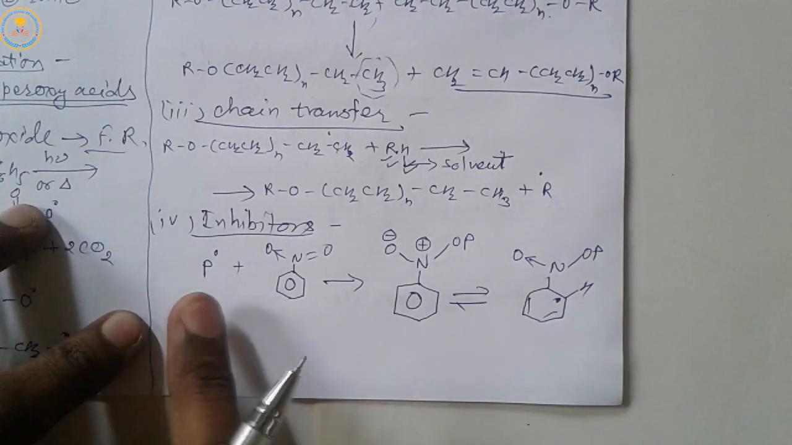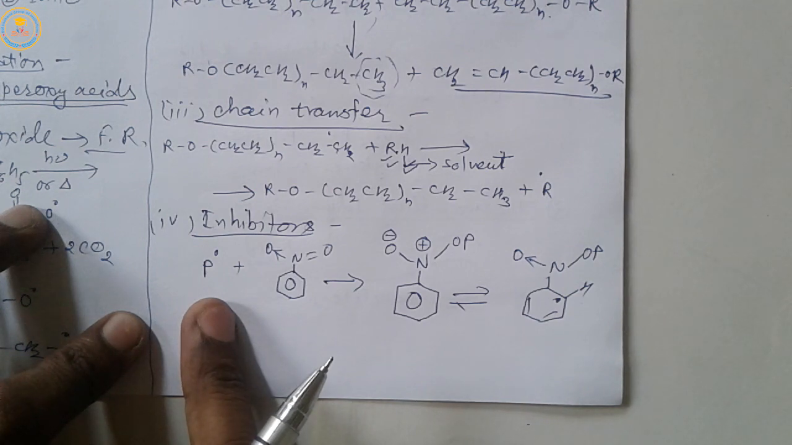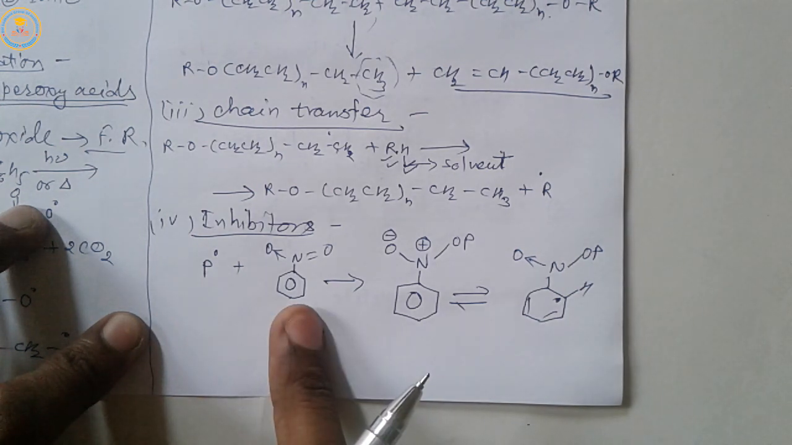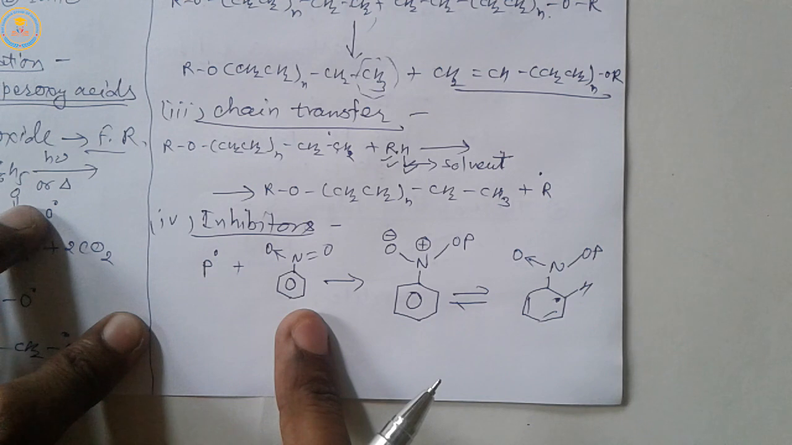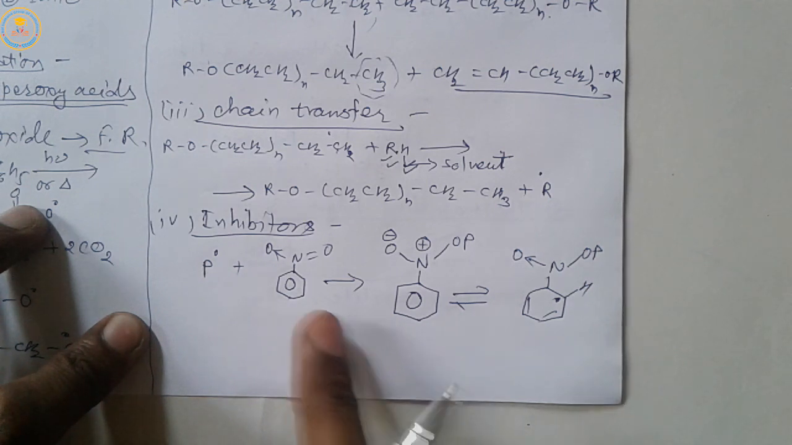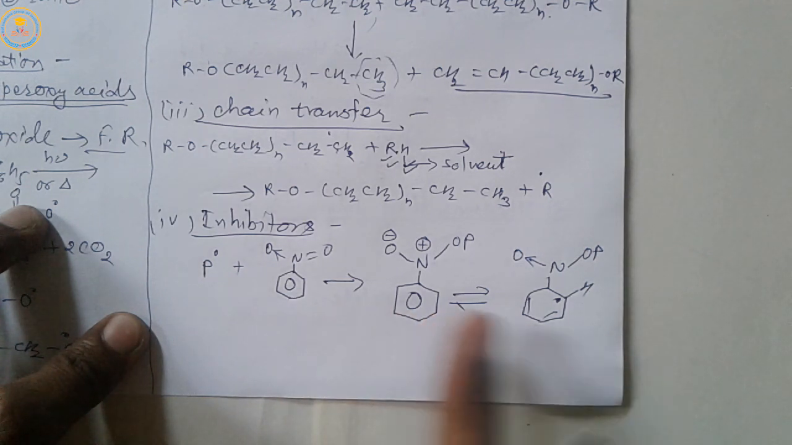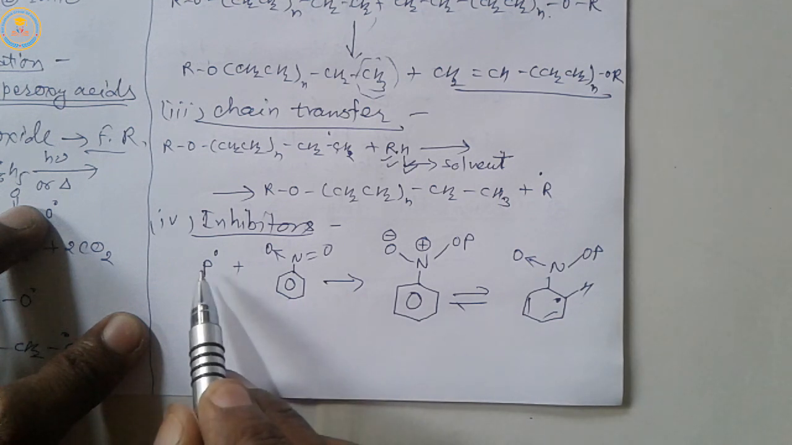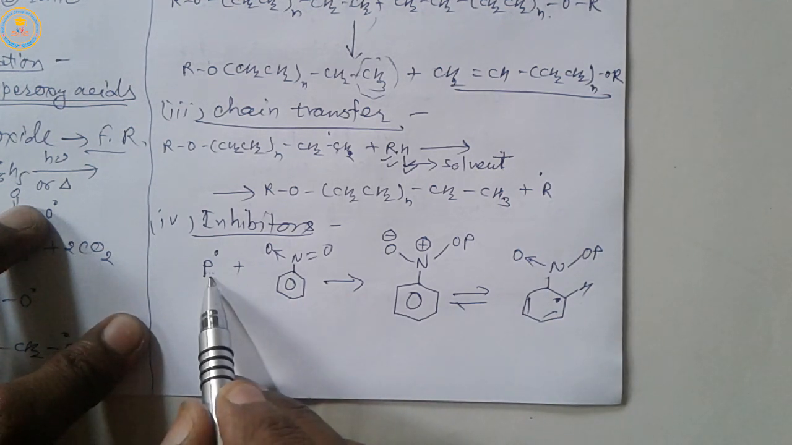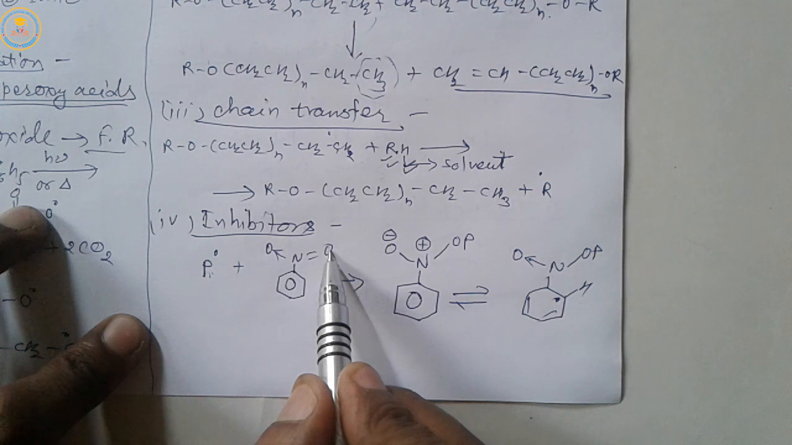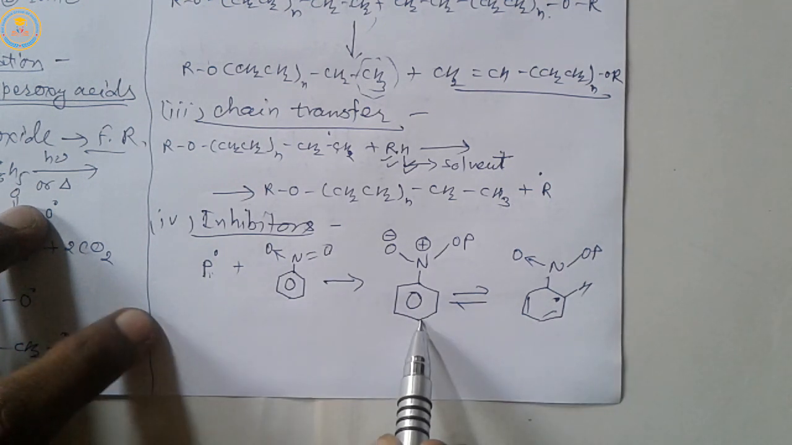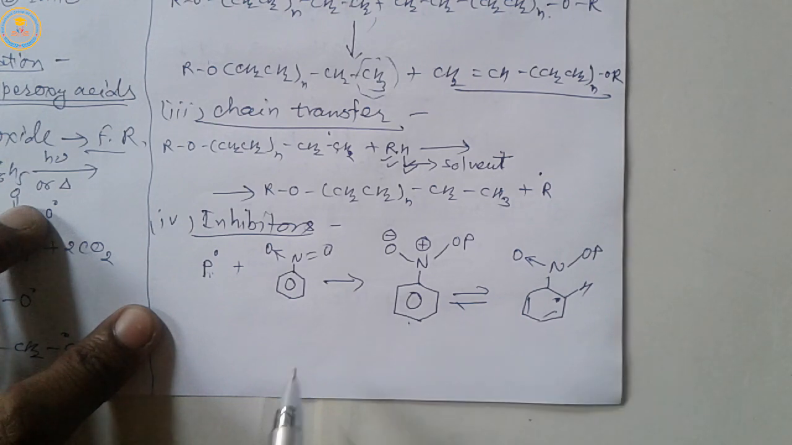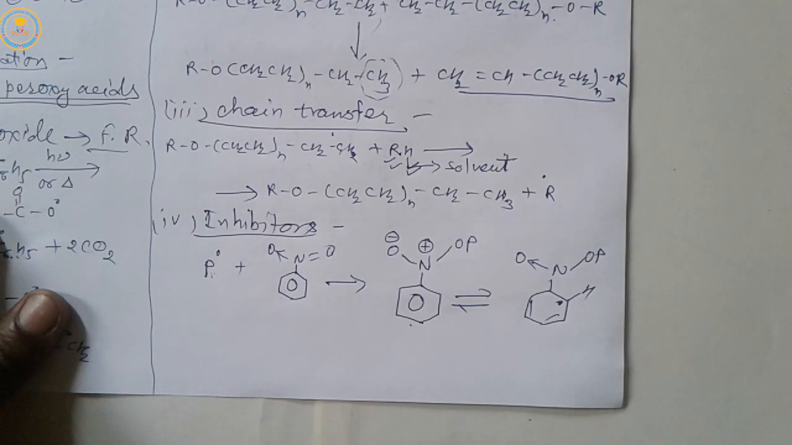So, if P dot is the growing polymer chain and nitrobenzene is the inhibitor, then chain termination takes place as follows. Here, P dot, the growing polymer chain, attaches to the oxygen atom, and after the chemical reaction, chain termination takes place like this. Thanks.